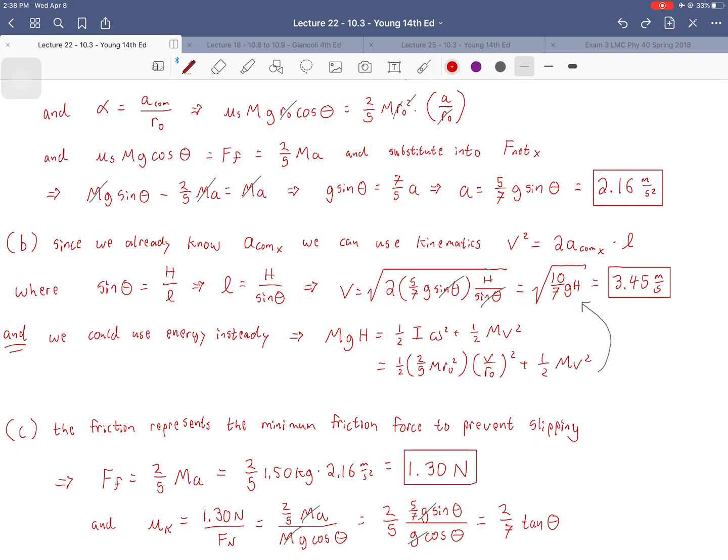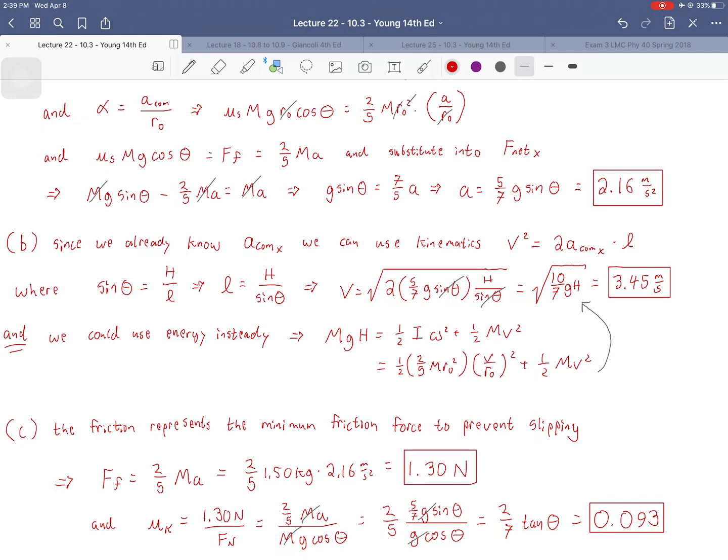Tangent 18. Okay, make sure I'm in the right mode. Yep, degree mode. Okay. So yeah, 0.093. So if there's less friction than that, then our object would slip.